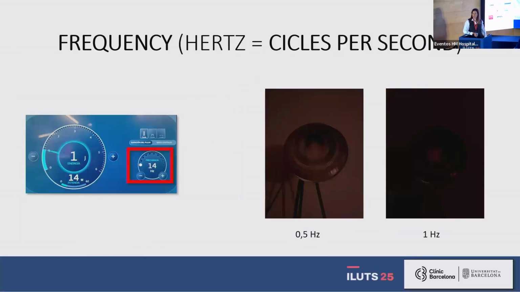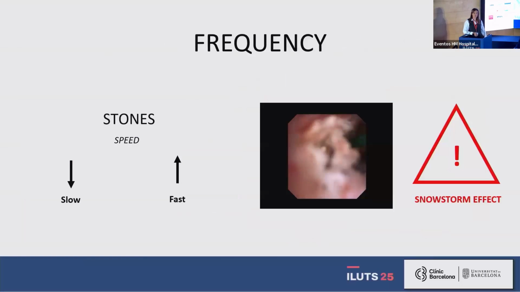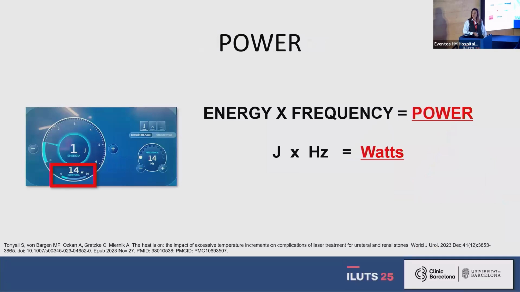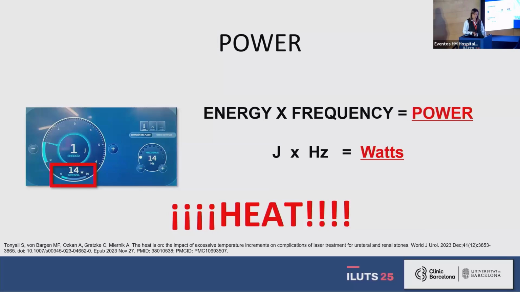The frequency is the cycles per second. So in terms of stone treatment, it will be the velocity, the speed that we are going to use to treat our stone. If we reduce the frequency, we will be slower. If we increase the frequency, we will be quicker. But be careful, because we also need to adjust this according to the characteristics of the stone. As you can see here, if we increase the energy too much, we will have this snowstorm effect, and it will impair our vision. The energy and the frequency will give us the total power. And this is really important because it is directly related to temperature. So heat production is a matter of interest that we will take into account later.